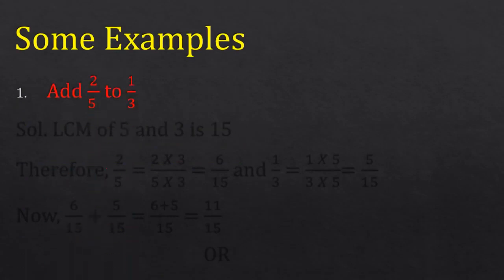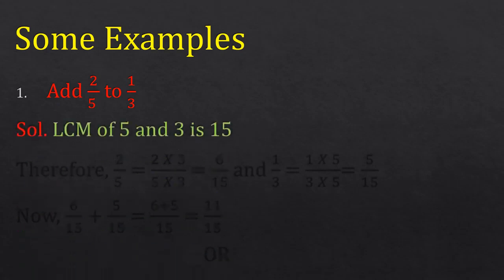See first example, add 2 upon 5 to 1 upon 3. What is this? This is an unlike fraction. Why are they unlike fractions? It is an unlike fraction because their denominators are different. So first step is we have to convert them into equivalent like fractions. There are two methods for doing this sum. I will tell you both. So see the first one.